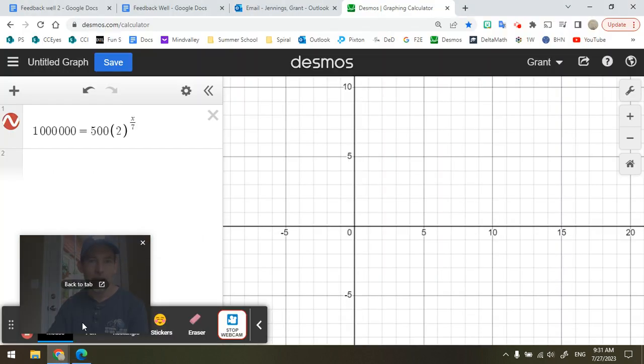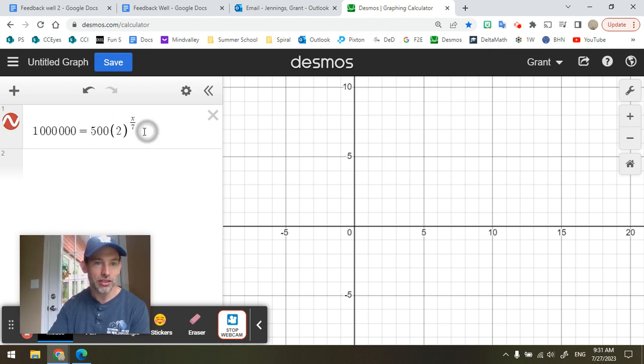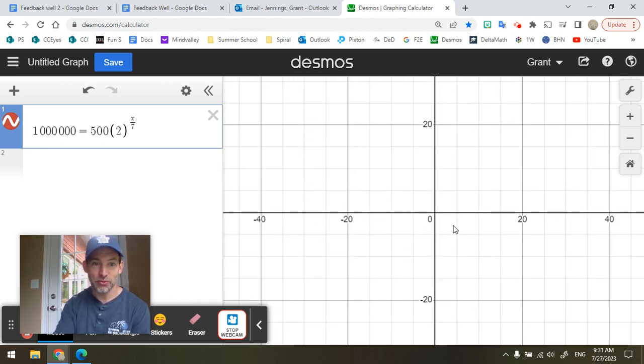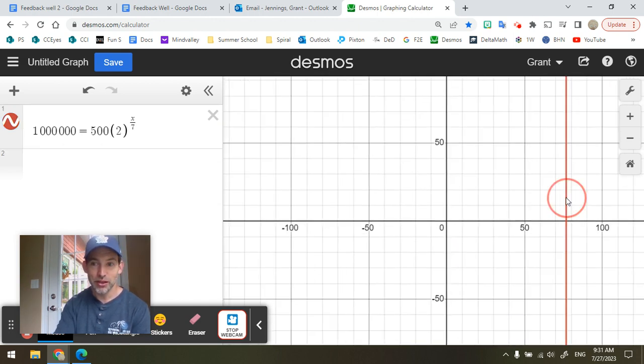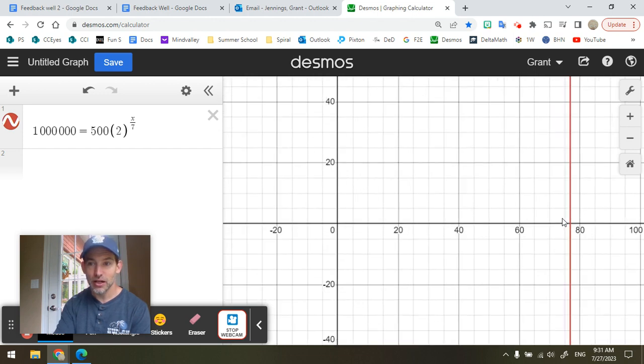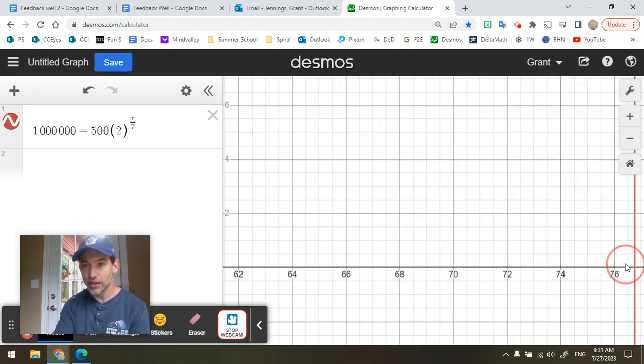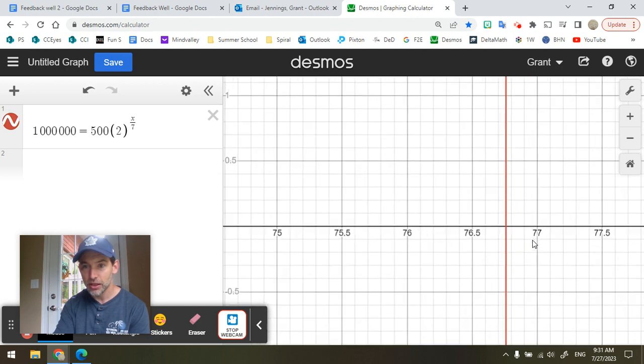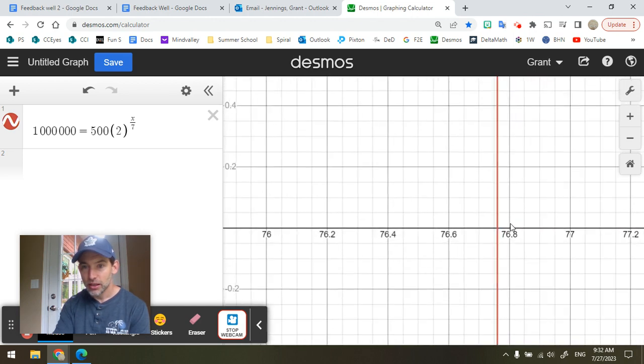Now, in Desmos, I've already graphed this. Watch, but if I put this in, notice this is not a function. This is like saying, find me the value of x. Desmos can just spit it out for you. There it is there. And you can zoom in on it, and you'll find it at 76 point.